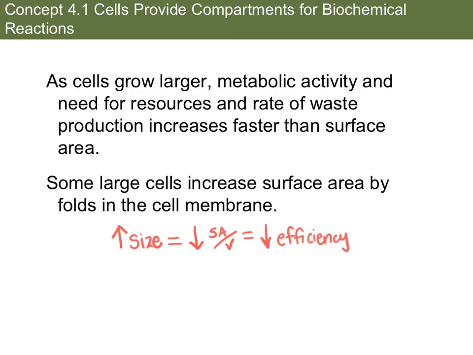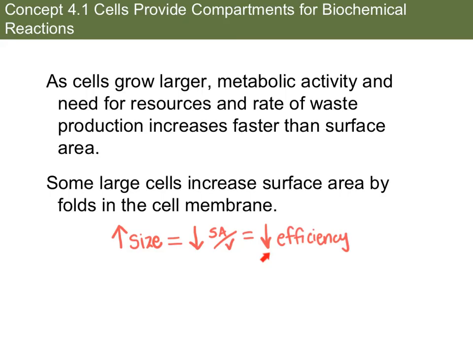So the larger the cell, the smaller that surface area to volume ratio is going to get, and in turn, the less efficient it will be at exchanging materials, removing waste, bringing in nutrients, etc., with its environment. So cells need to figure out a way to overcome this obstacle. They can either stay very small, which would then flip all these arrows. The smaller the cell, the higher the surface area to volume ratio, the higher the efficiency.